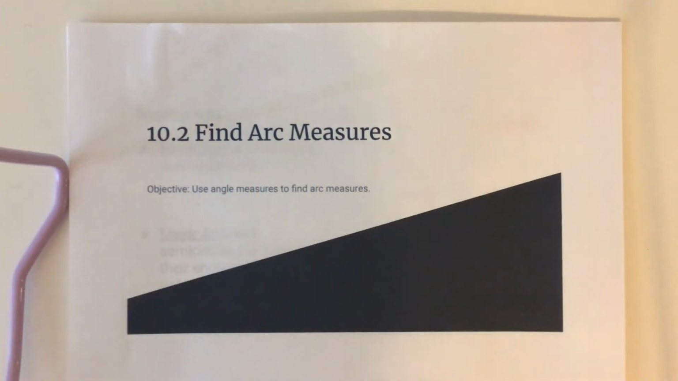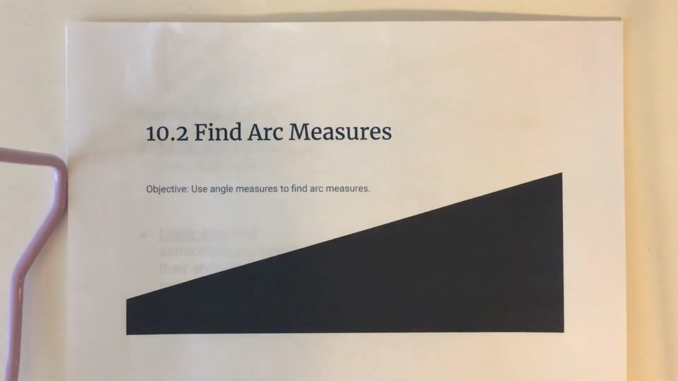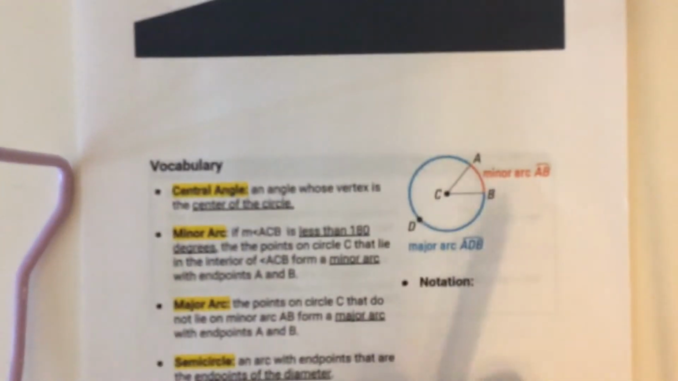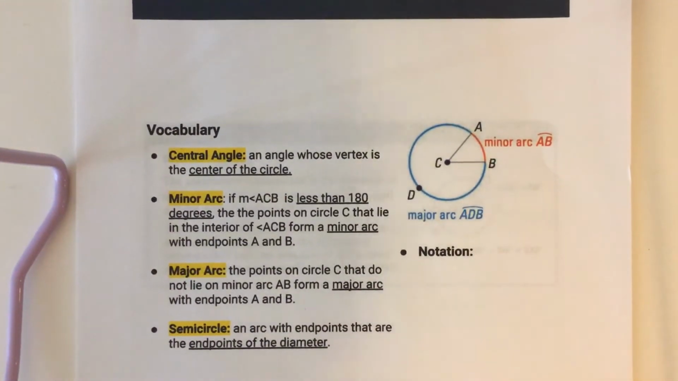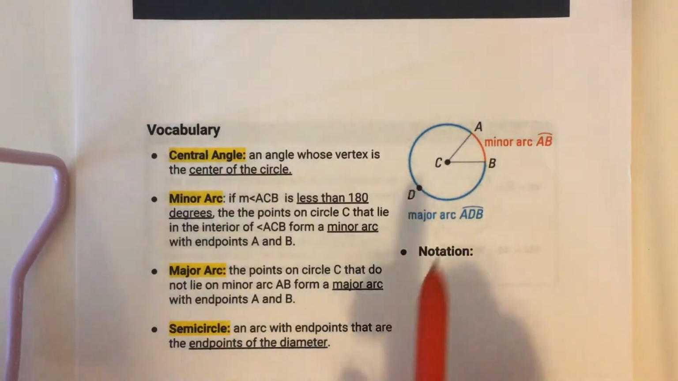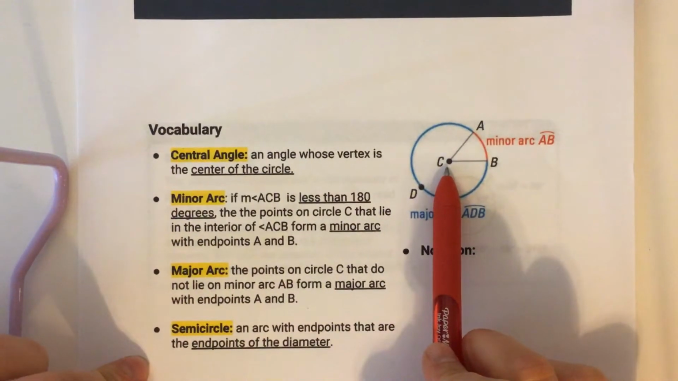Alright, so this is our lecture video for section 10.2, which is about finding arc measures. To start, we're going to start with a little vocab. Our central angle, which we're going to be hearing a lot, is an angle whose vertex is the center of the circle. So, for example, looking at this picture over here, C is the center of our circle.